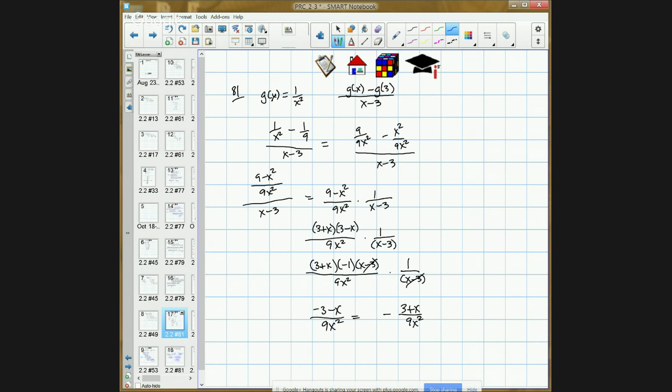Okay, 81. Again, here's what they ask you to find over here on the right, and here's what the function is. So we already know g of x. All we've got to find is g of 3. I see another request just came in. Here's the g of 3. In fact, I think we did this one in class, didn't we? Anyway, in order to proceed, we need a common denominator.